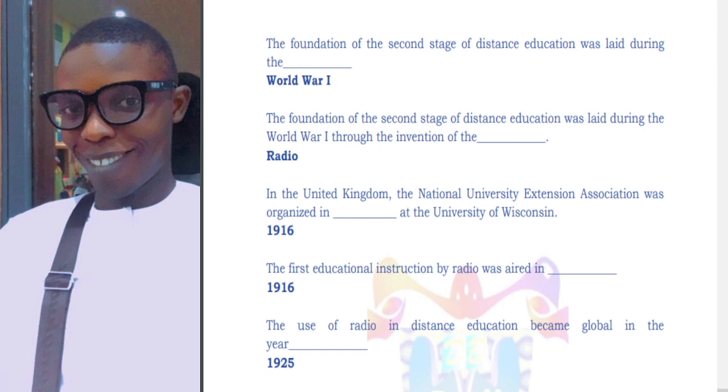Now, the foundation of the second stage of distance education was laid during World War One through the invention of radio. So this second stage is moving away from correspondence. I've seen that the first stage is correspondence education. Away from correspondence education, we are moving straight to the next one, which is what? The sound and video signal. So this is where we had radio.